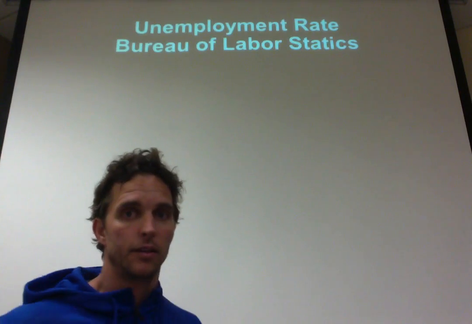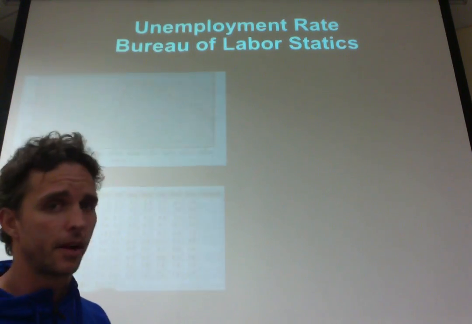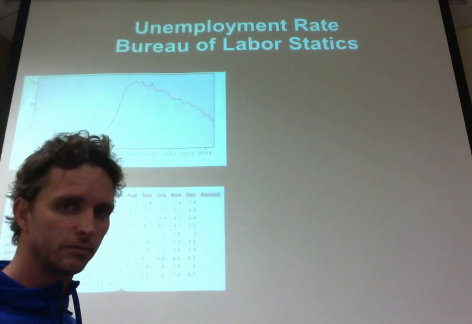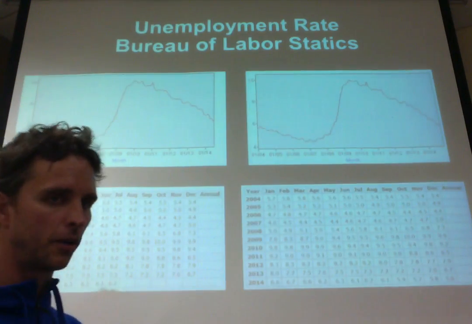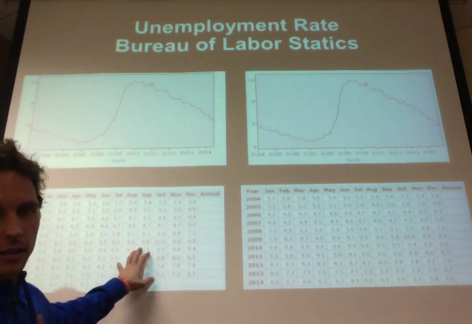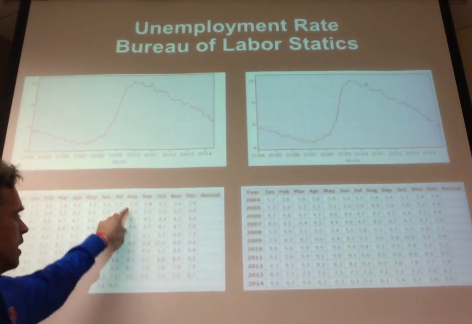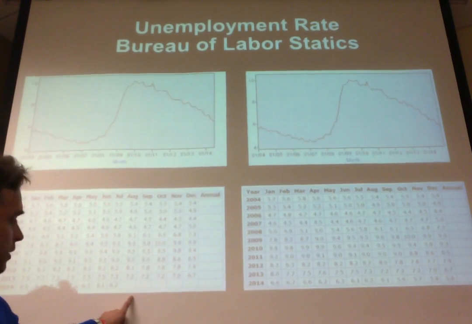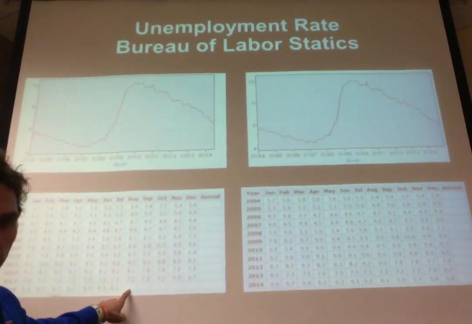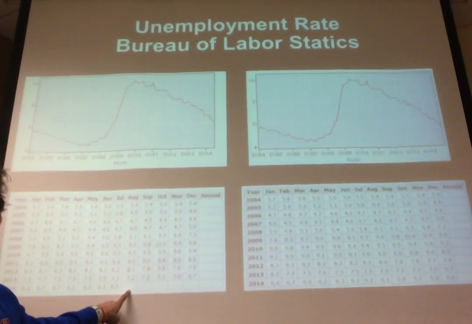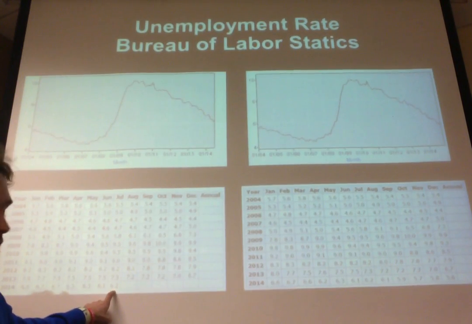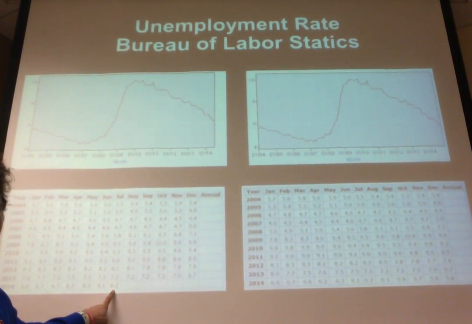This one's the Bureau of Labor Statistics. I love talking about this stuff. At the beginning of last semester, and you can look at this up online, I know you probably can't read this. This is what it looked like at the beginning of last semester. Notice that it stopped in July because our class started in August. It was 6.2. The unemployment rate was 6.2.